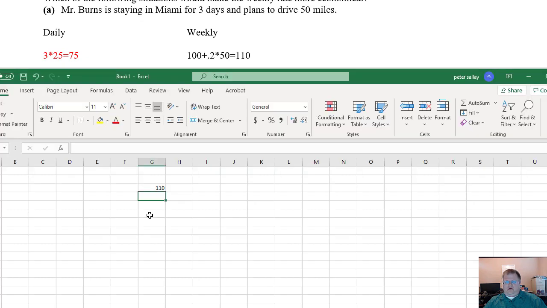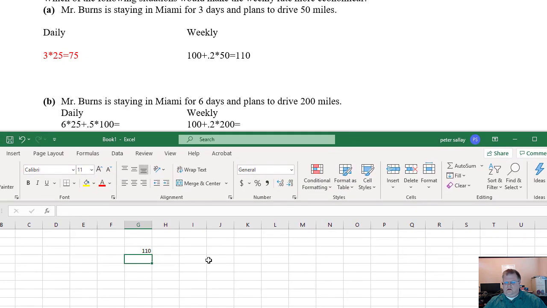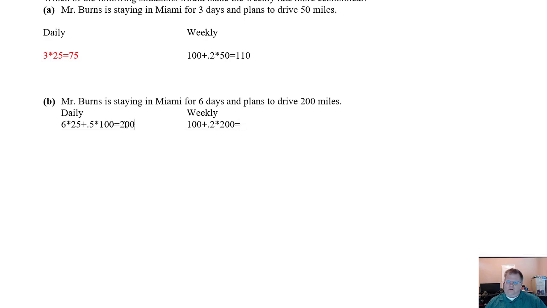All right, so I'm going to go pull up our Excel friend again. All right, so we got equals 6 times 25 plus 0.5 times 100. So that's $200 for that route, and then 100 plus 0.2 times 200. And Mr. Slay forgot to put the equal sign in front. Let's do that. That's 140. So 200 here versus 140 here. And so the weekly rate would make the most sense in this case. It'd be the cheaper one.